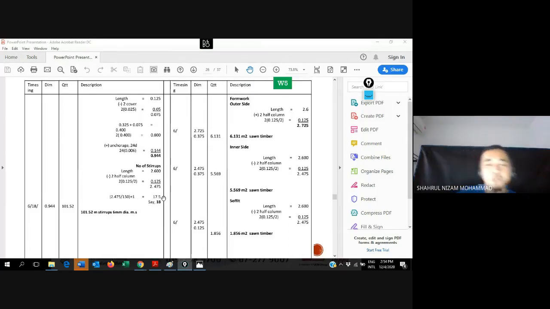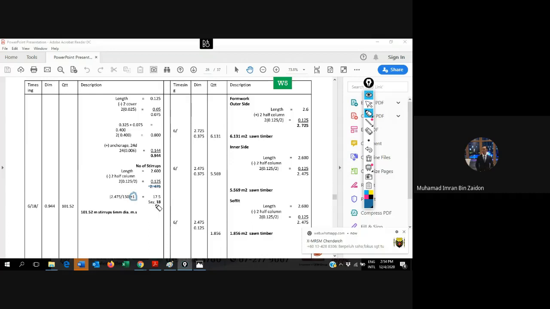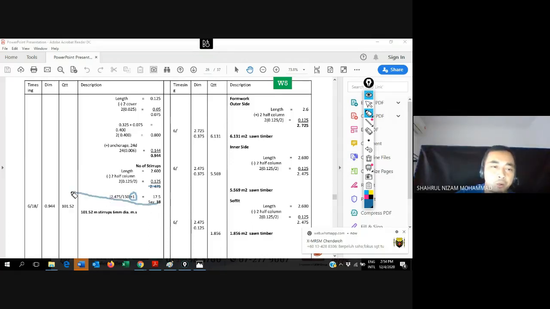17.5, but it is illogical to have 17 and a half of the stirrup. So you need to round up. Okay, so when you round up, it will be 18. So the 18 here, you put in your timesing. 6 is because you have 6 number of beam, and 0.944 is the length of one stirrup.